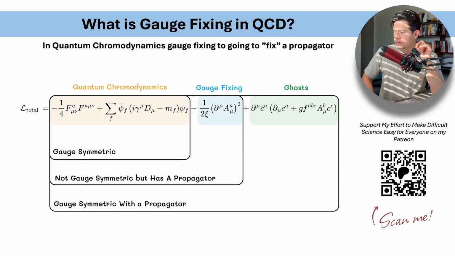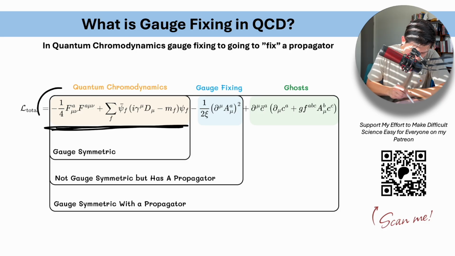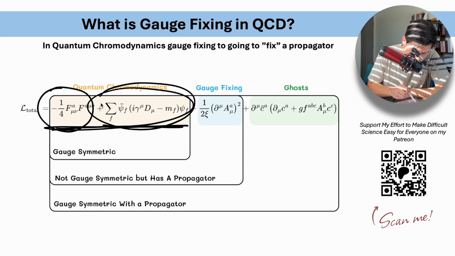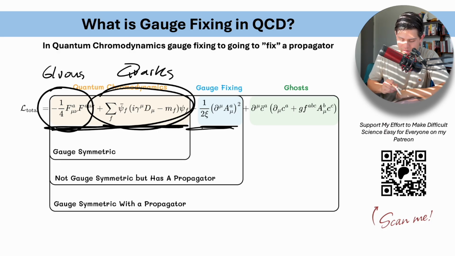So in QCD, gauge fixing is going to fix a propagator. Okay. Now let's take a look at this diagram that I've made. We've talked about this right here, right? So this here, this is our gluon part. This is our quark part, right? So our gluons and our quarks. Then we have this gauge fixing term that we'll talk about in a few seconds. And we have our ghosts.